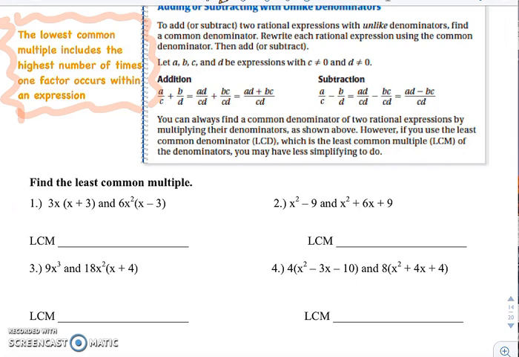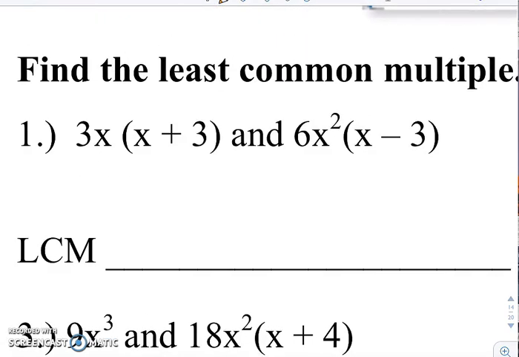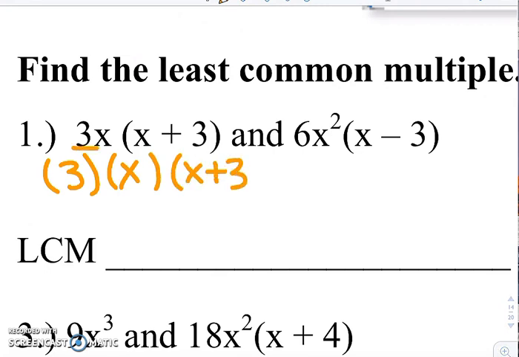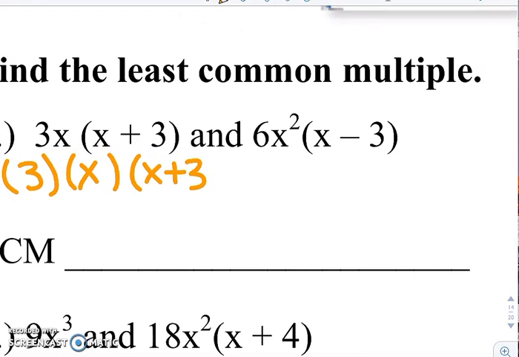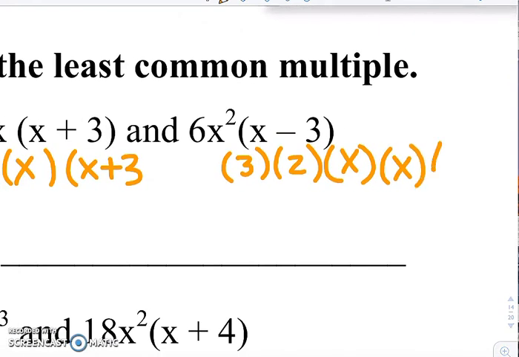If we look at the first one, what would be the lowest common multiple of 3x times x plus 3 and 6x squared and x minus 3? We can leave 3x as 3x, or you can separate it as 3 and x. It both means 3x, but that's your first expression. Then the second expression, 6x squared, I like to factor down to the bare bones. Instead of leaving 6 as 6, I would factor it to its prime factors of 3 and 2. X squared is x and x. And then we have x minus 3.